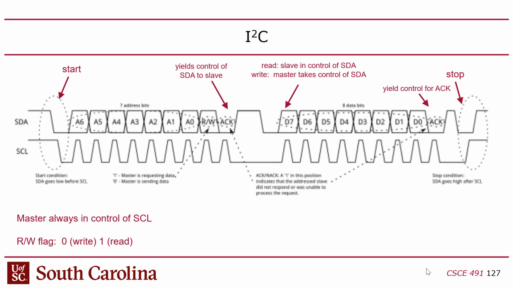Okay, so what's happening here? First thing I do is I get mastership, and then I set my first address. This is most significant to least significant, so I get address bit 6, toggle, address bit 5, toggle, address bit 4, toggle, right? So I toggle it up and down for each address bit. Then I get to the read-write. Now the read-write is a 0 for write and a 1 for read.